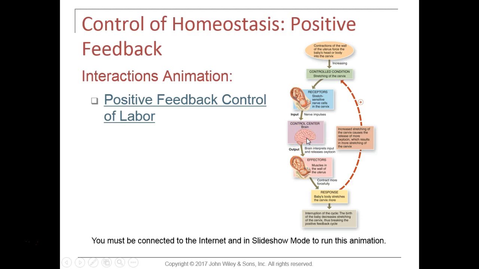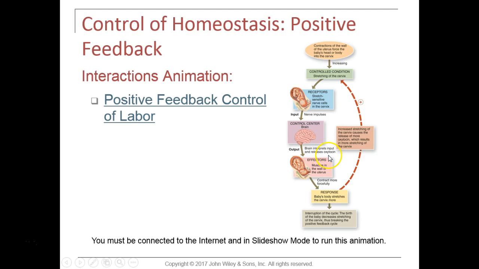There's a little gland that hangs off the brain. It's called the pituitary gland. The output information from the brain is not a nerve impulse in this reflex, but yet it's a hormone called oxytocin. Oxytocin is released from the posterior lobe of the pituitary gland, which we can't see. It hangs off the inferior portion of the brain.